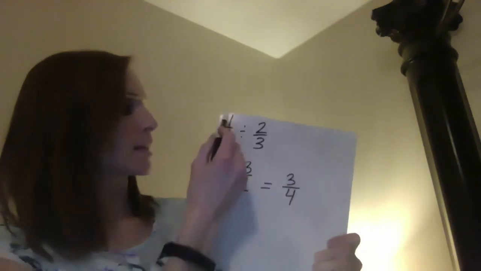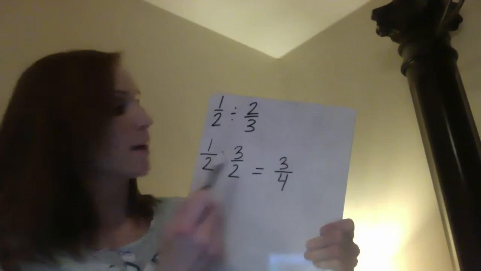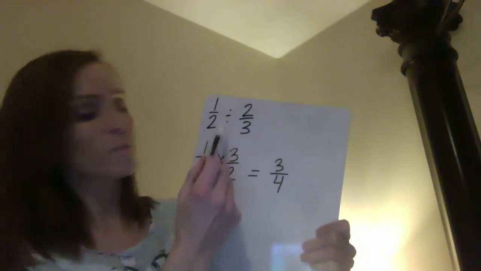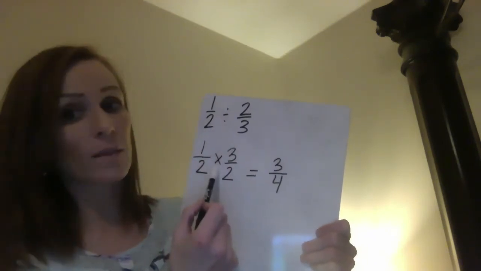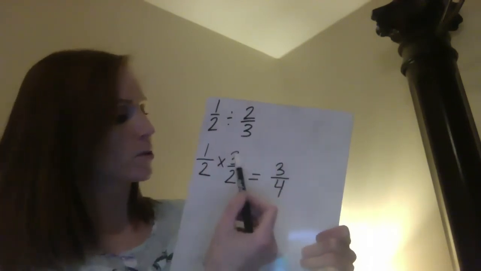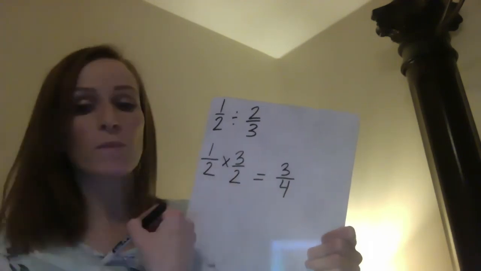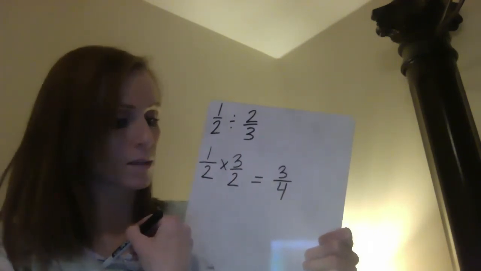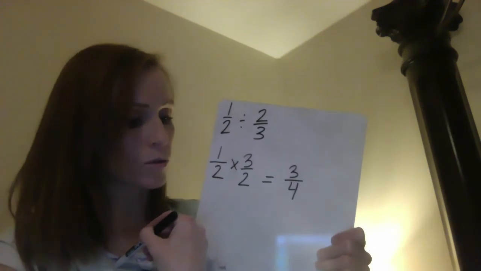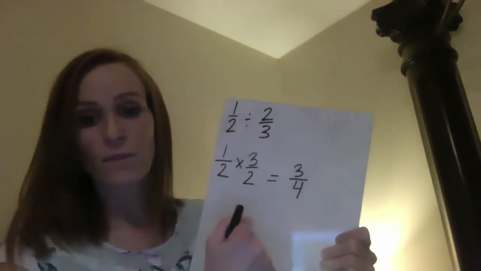So what we do is we actually keep our first fraction, 1/2. Then we're going to change from division to multiplication. And the way we do that is by flipping this, the reciprocal, so 2/3 becomes 3/2. Then we multiply straight across. So the answer to how many 2/3 are in 1/2 is 3/4.